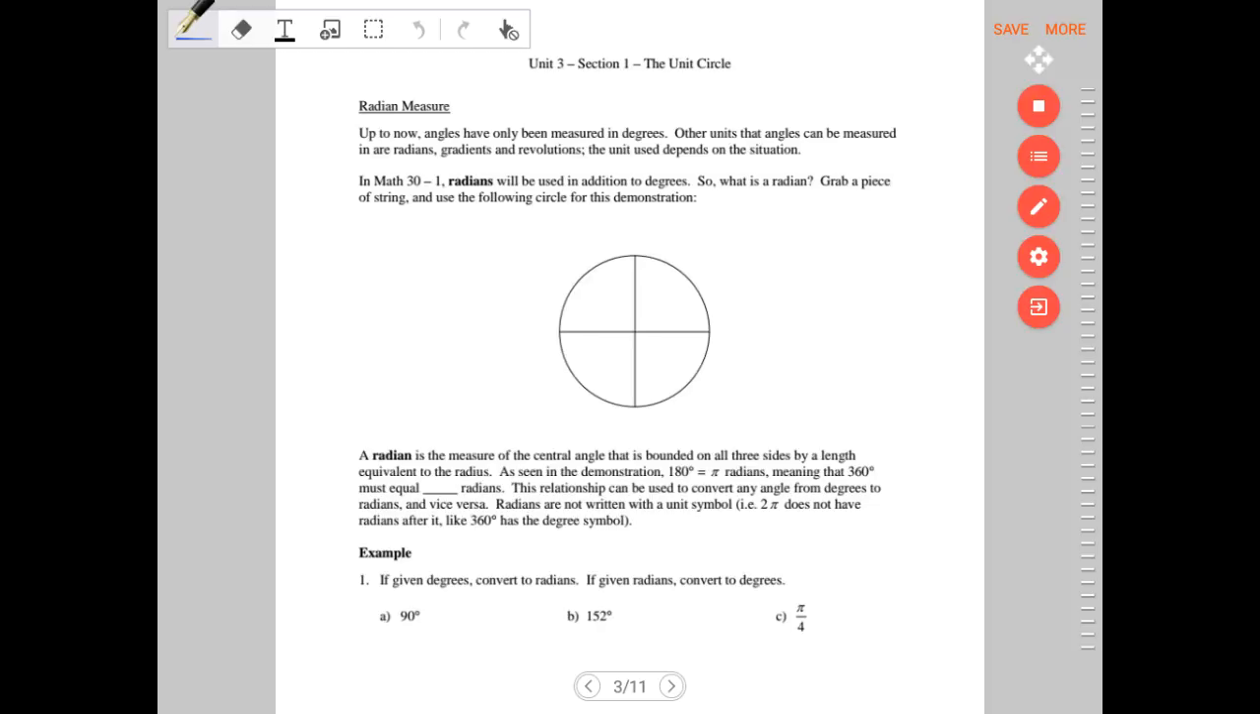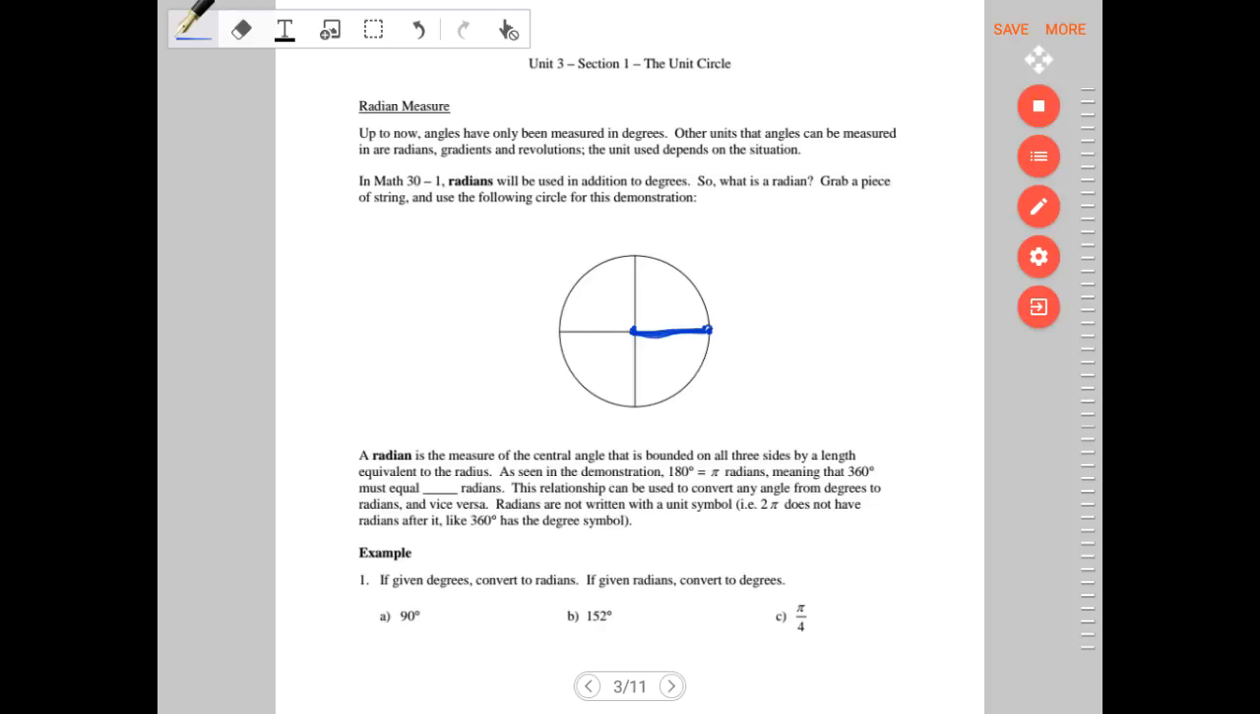What you need to do is pause the video and go find yourself a piece of string or some thread, and turn it back on and use the following circle for the demonstration. Okay, so if you have your piece of string, I would like you to put one end here at the origin and the other end here, and then I want you to cut your string, or at least make sure that you have a way of making a specific measurement. Okay, so your string should be lying right along here.